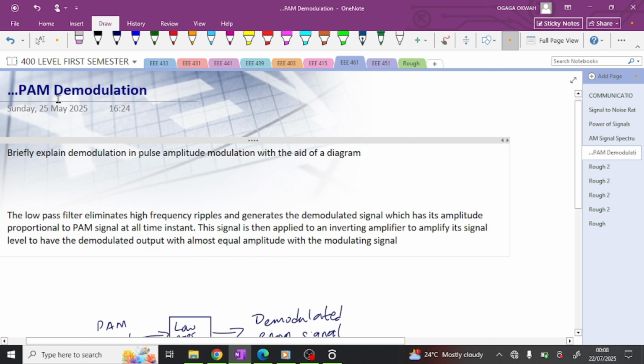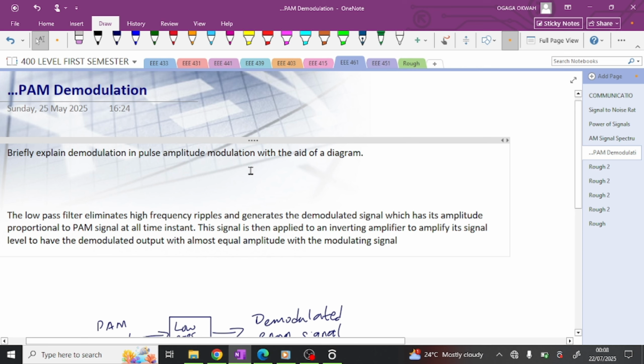The next thing is PAM demodulation, which is of course still a past question. Briefly explain demodulation in pulse amplitude modulation with the aid of a diagram. First thing to bear in mind is that demodulation in PAM, pulse amplitude modulation, in simple terms is just the process of extracting the original signal from a sampled pulse-based signal. Get back what you modulated.